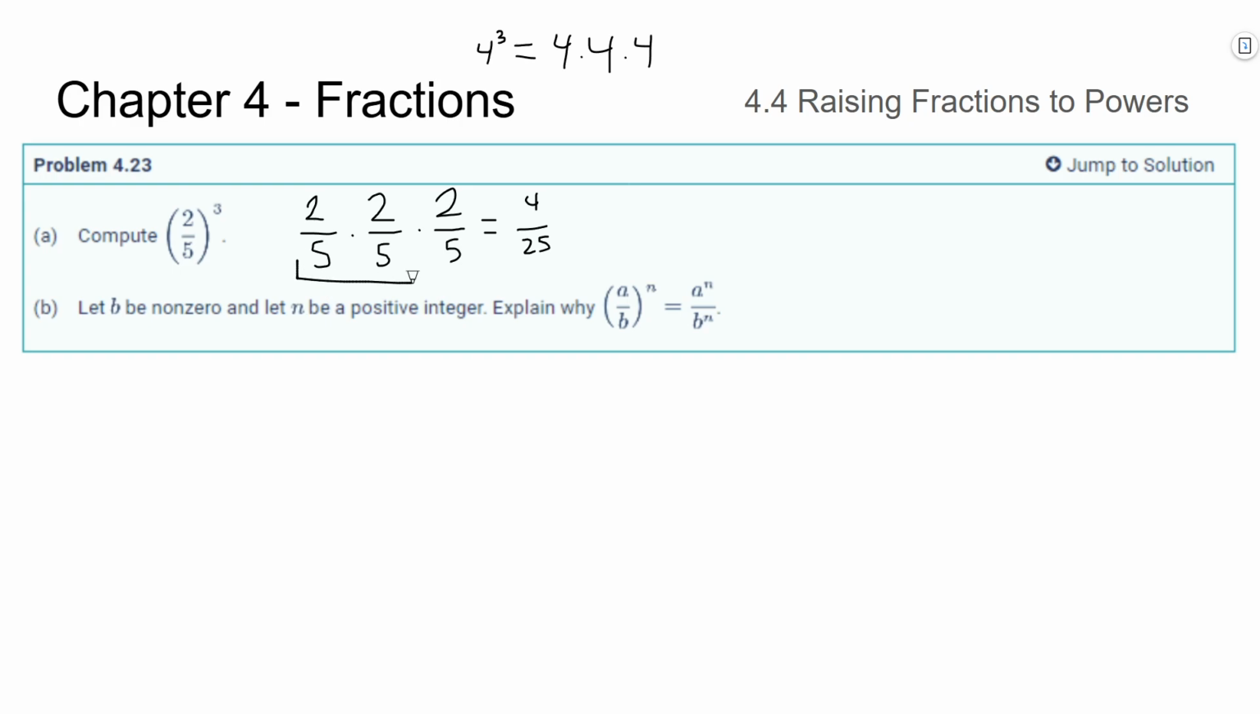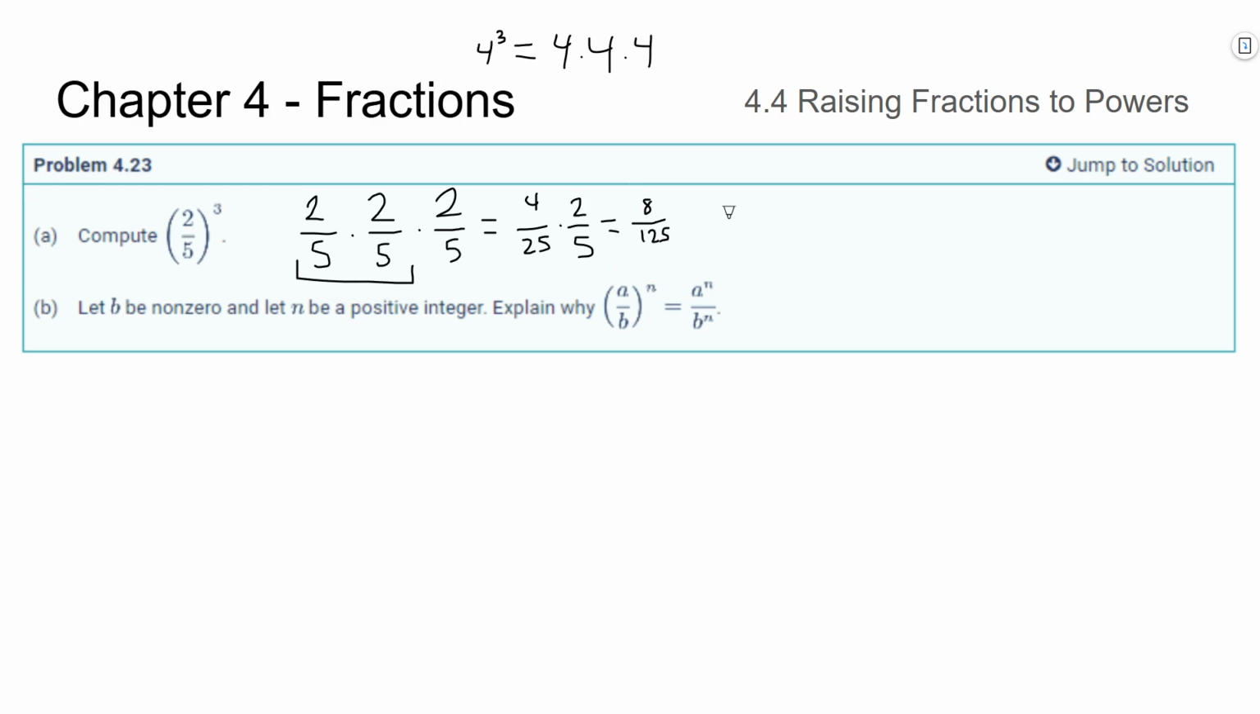Right? And that's this part. And then we are still left with our times 2 over 5. And now we know we could just do it again. We didn't need to do that in 2 steps. We can do it in 1 step. But this is going to be 8 over 125.